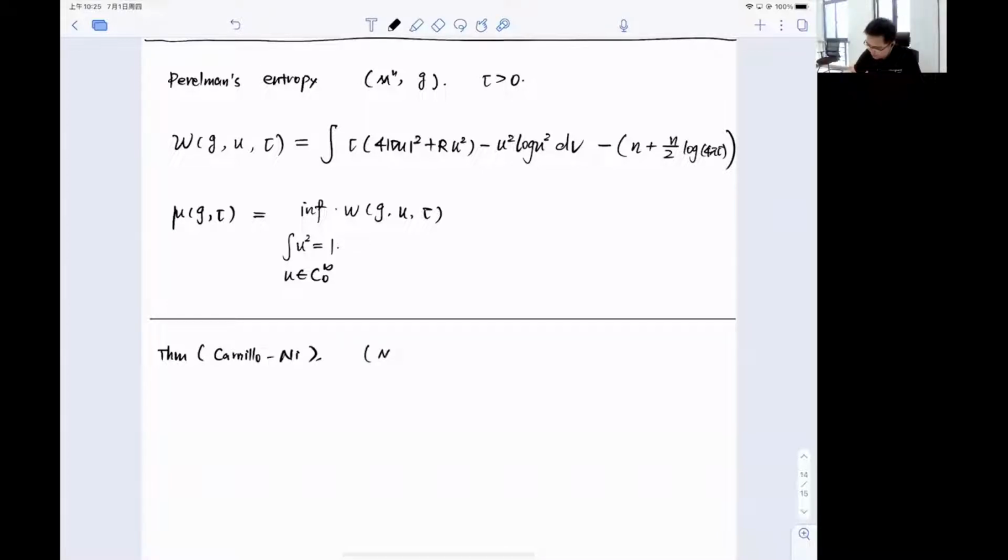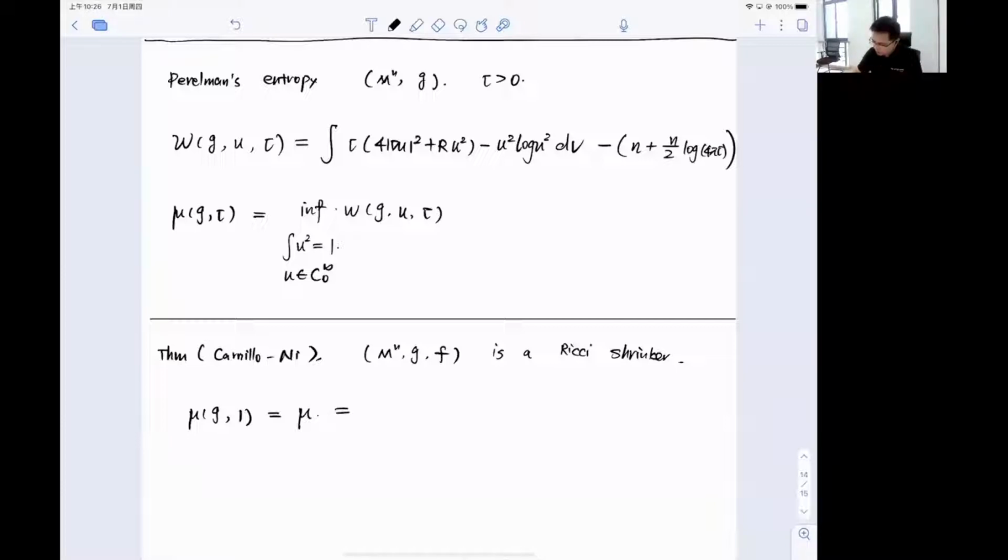It states that if M, n, g, f is a Ricci shrinker, then Perelman's entropy mu g 1, that is, when the scaling factor tau is equal to 1, is equal to the entropy mu. Here, the right-hand side quantity is the entropy defined at the beginning of this lecture, that is, the entropy defined on the Ricci shrinker.